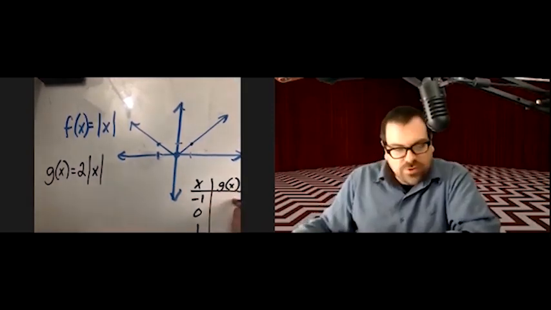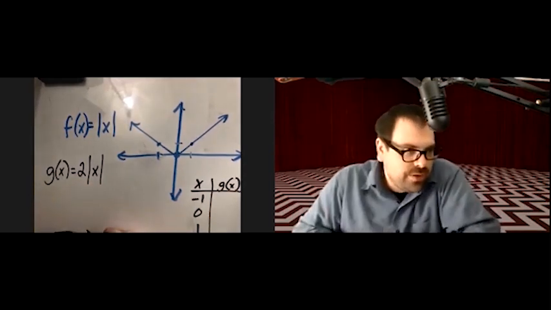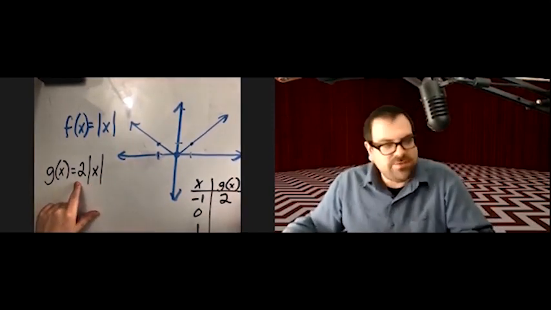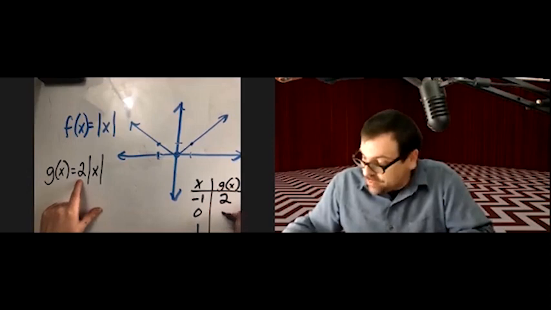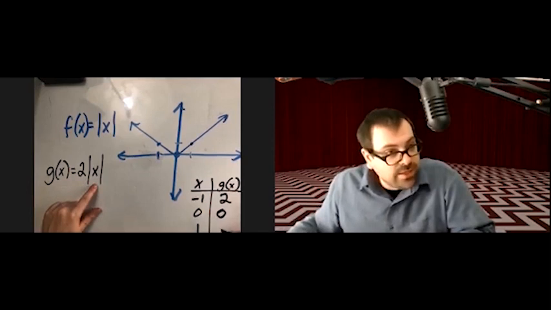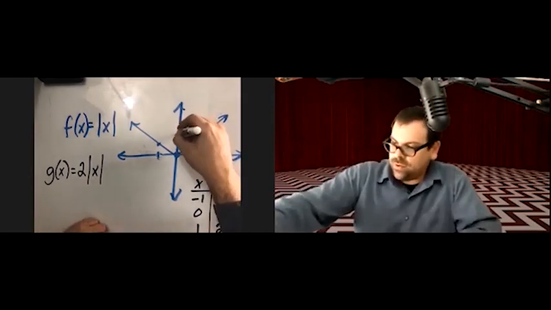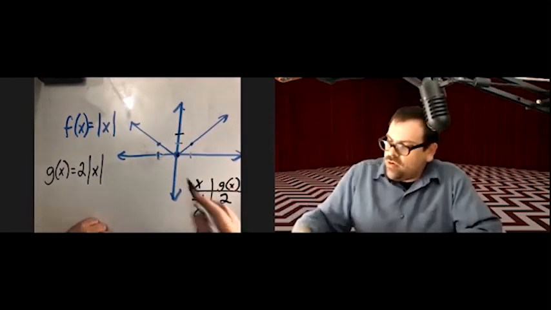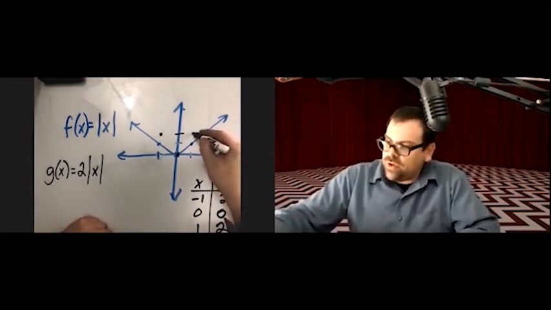So our inputs, and then for g of x, we're going to take the absolute value and multiply what we get by 2. So the absolute value of -1 is 1, times 2 is +2. The absolute value of 0 is 0, times 2 is 0. The absolute value of 1 is 1, times 2, +2. So here we still have the point at 0, 0, but -1, 2 is a point, and 1, 2 is a point.